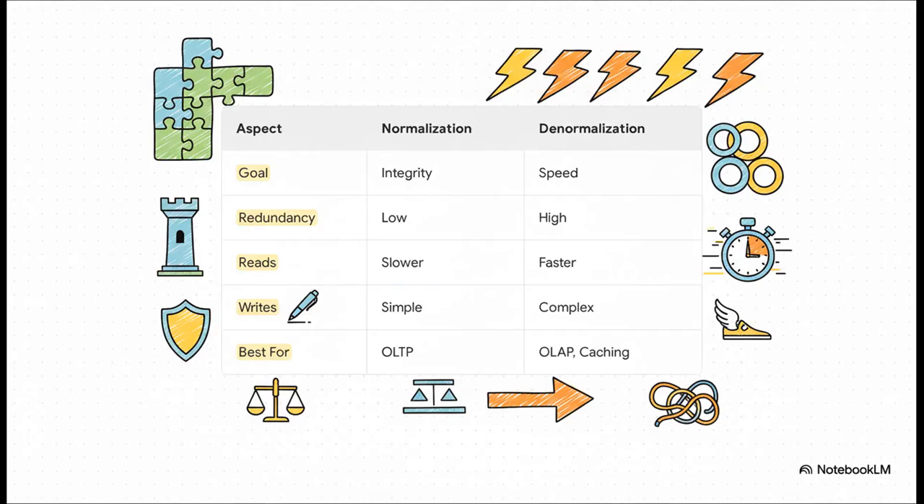This table sums it all up beautifully. Normalization's goal, data integrity. Denormalization's goal, raw speed. Normalization has very low redundancy and simple writes, but the reads can be slower. Denormalization has higher redundancy and more complex writes, but you get lightning-fast reads. One is for your core data, the other is for reports and those read-heavy features.